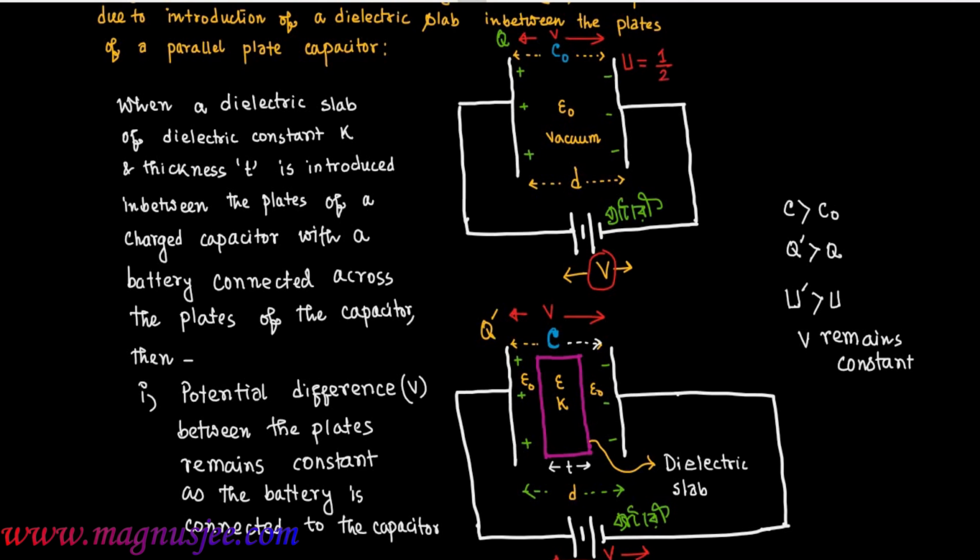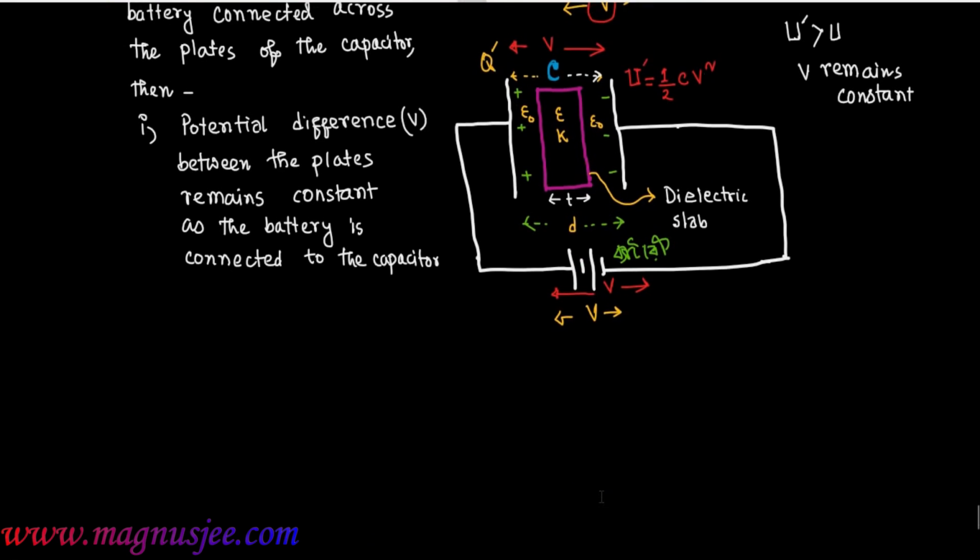Initially, the energy stored by the capacitor with vacuum only was U equal to half C naught V squared, and the final energy stored by the capacitor changes to U prime, which becomes half C V squared. Initial energy was half C naught V squared. Now the final energy changes to half C V squared.